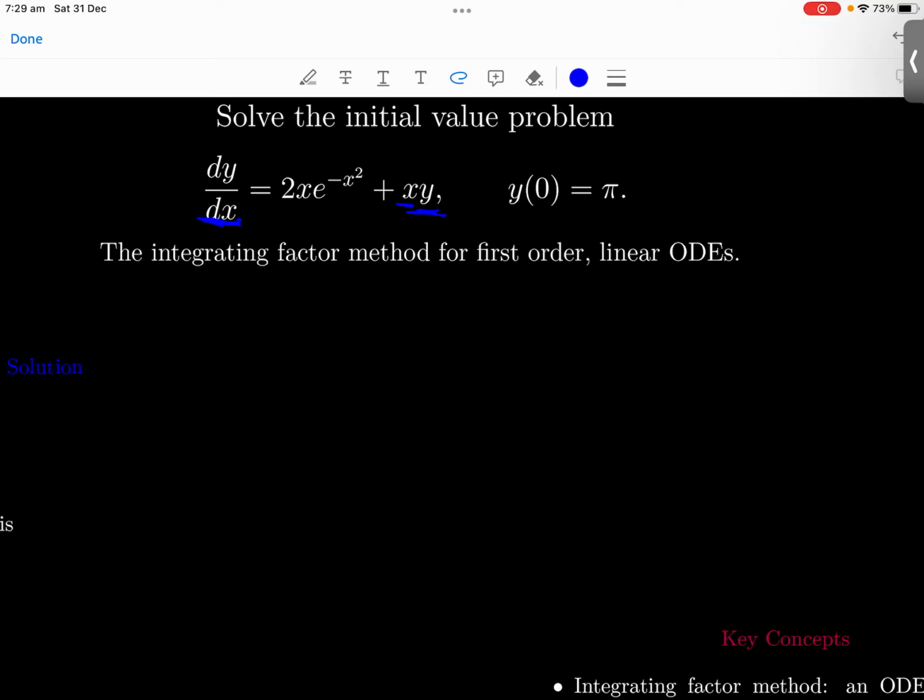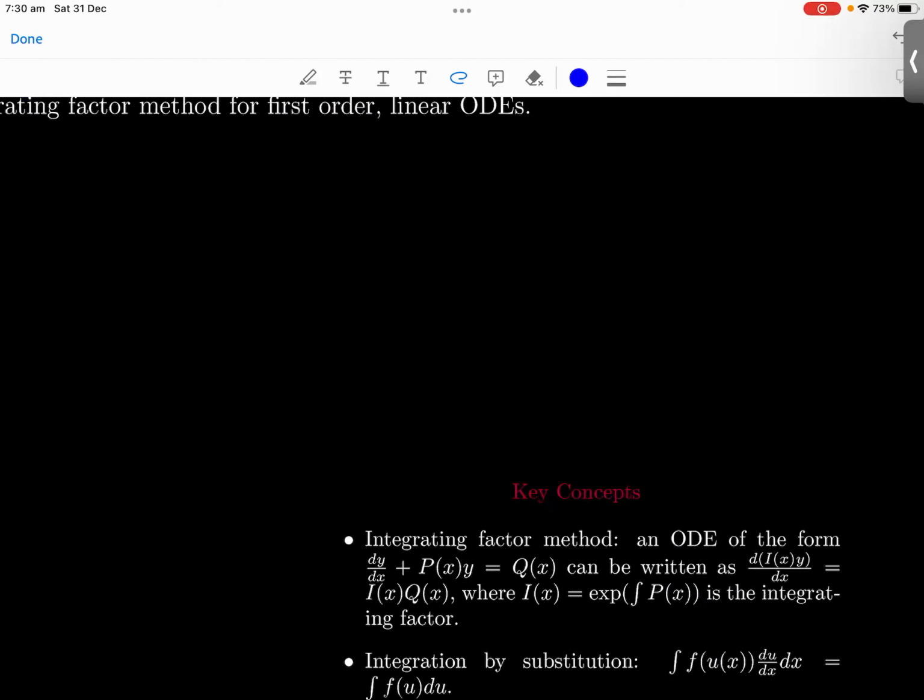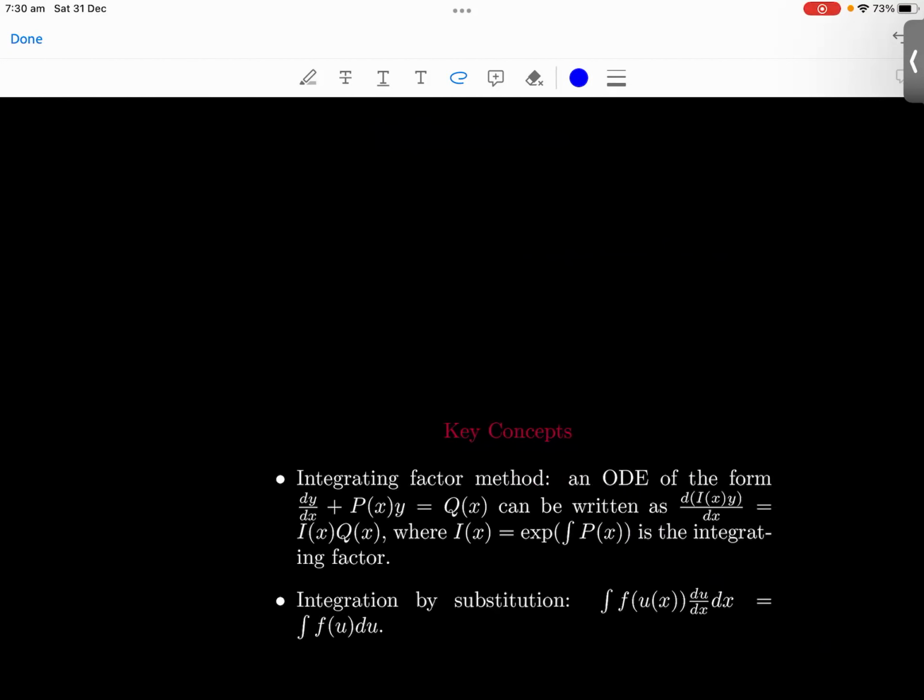It's also an initial value problem. We're asked not just to find a solution of this equation, but find a solution so that when x is equal to 0, y is equal to pi. It turns out that the way to do this is with the integrating factor method. This is a method that you can always use when you're given a first order ordinary differential equation that is linear. So let's spend some time recalling what the integrating factor method is.